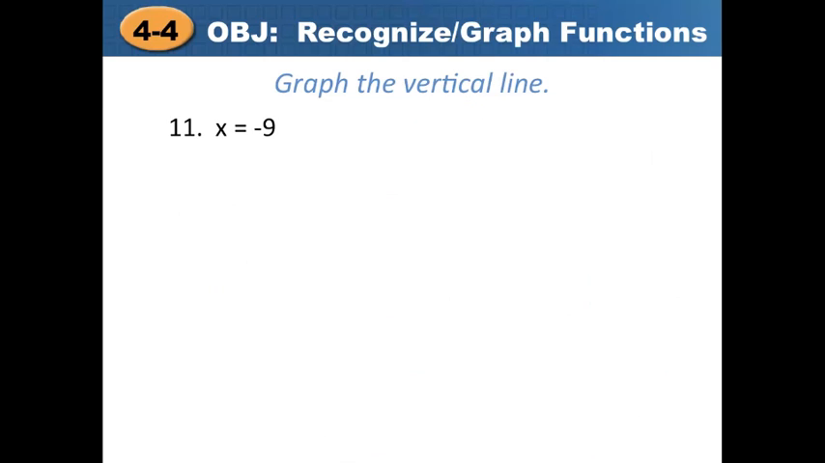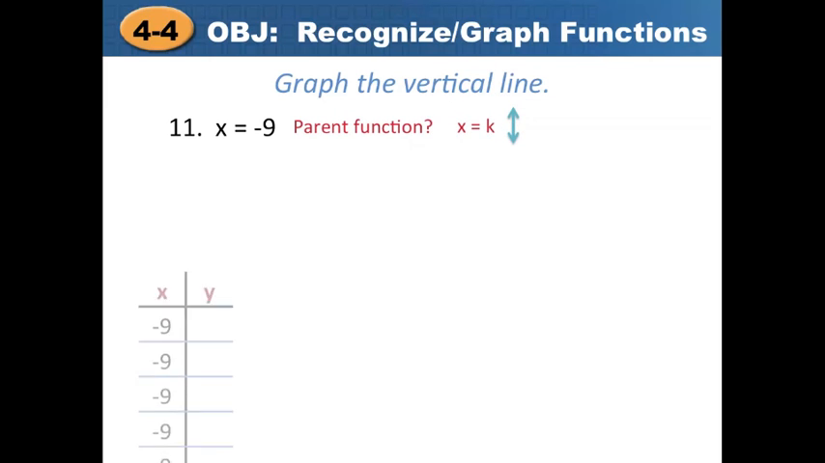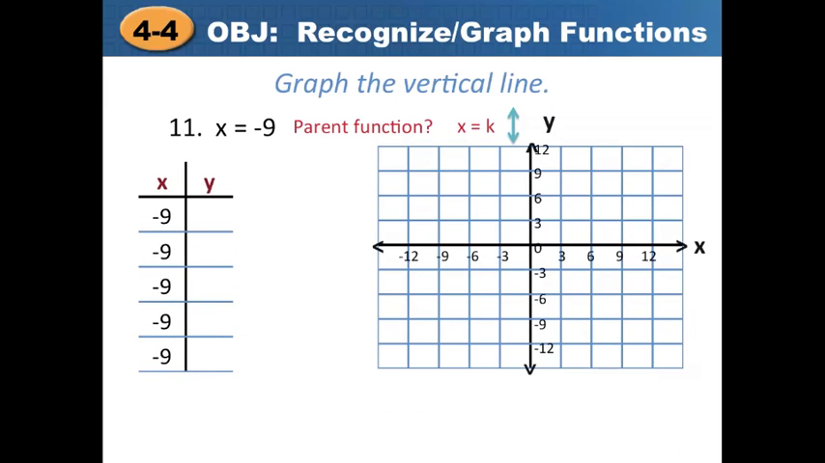Example number 11. We have x equals -9. Again, this will be a vertical line because the parent function is x equals a constant. So make your table of values where every x is a -9. You get to pick your own y values. Here I change it up and go with -12, -6, 0, 6, and 12. You get to choose your own y values when graphing a vertical line.